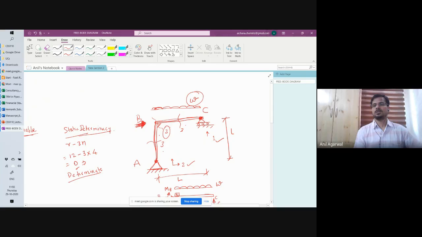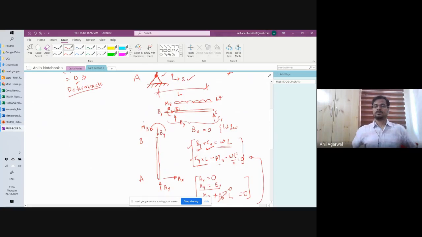This is a hinge, this is a roller. Joint A is a hinge, joint C is a roller, right? So it can very easily topple, but that won't happen because your joint B is a rigid joint. If I apply a horizontal load, still it will be a stable structure. You can solve it. Fine.